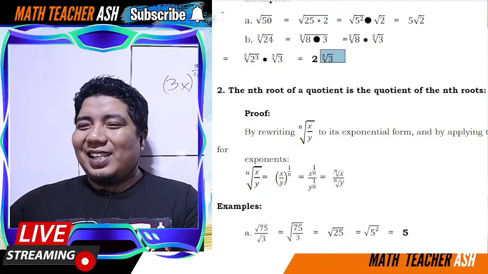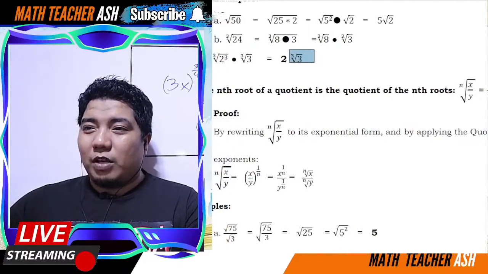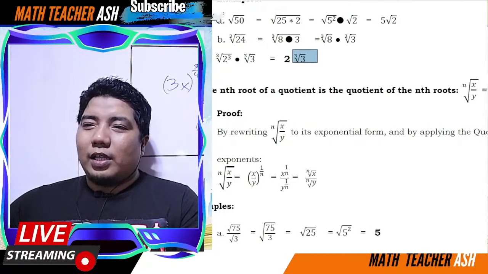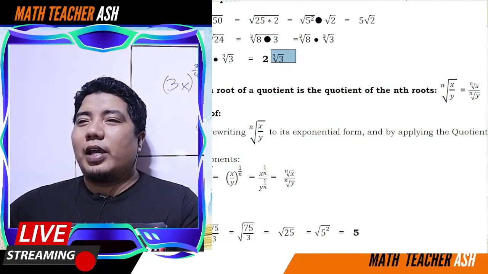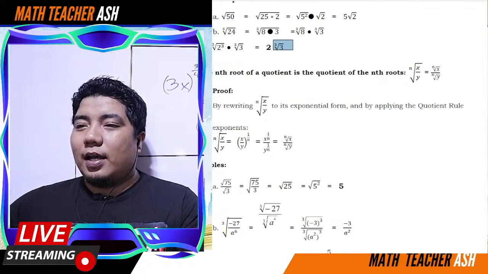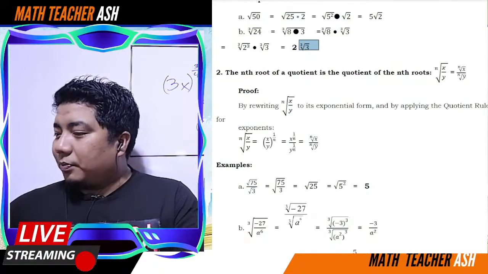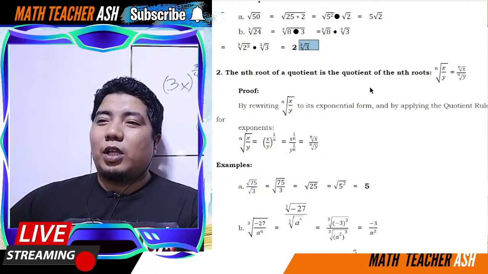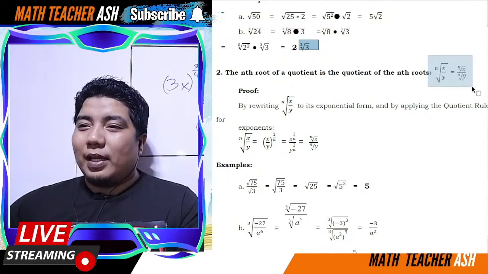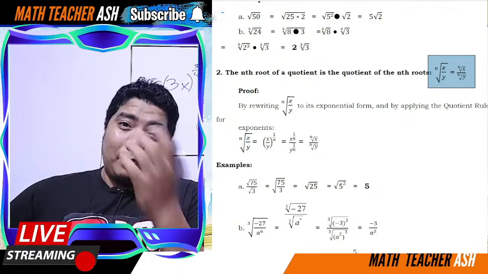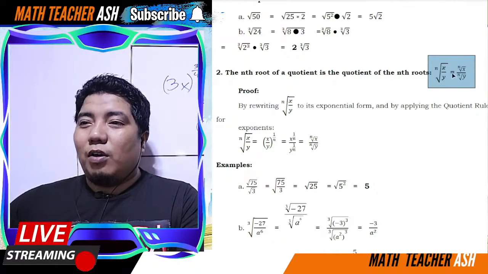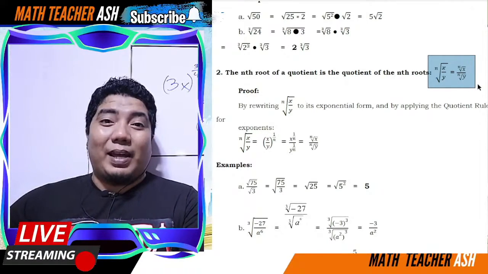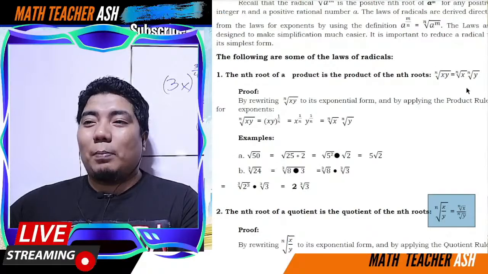Now, let us continue. Medyo maingay sa labas. Now, the nth root of a quotient is the quotient of the nth roots. Grabe, no? Nakakalito yung statement. Pero pag pinakita ito into a symbol, the nth root of x over y is just the same as the nth root of x divided by the nth root of y. Katulad lang dito, pagbibiyakin sila.